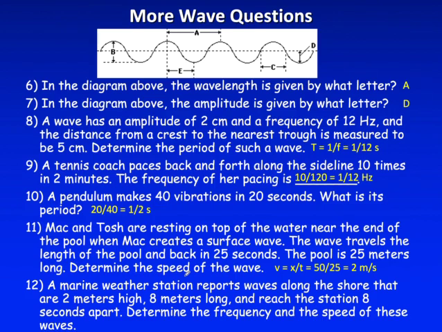Finally, a marine weather station reports waves along the shore that are 2 meters high, 8 meters long, and reach the shore 8 seconds apart. So this would be the period. 8 meters long must be the wavelength. Determine the frequency and speed of these waves. Frequency is just 1 over the period, so that's going to be 1 over 8 seconds. Velocity is frequency times wavelength. We know the frequency is 1/8 hertz. Wavelength is 8, so the velocity must be 1 meter per second.